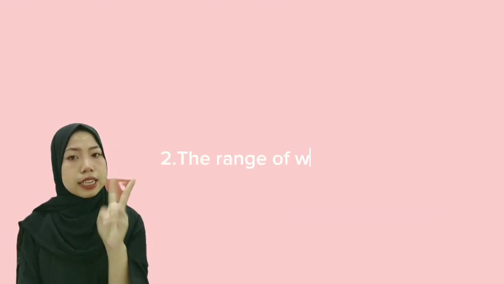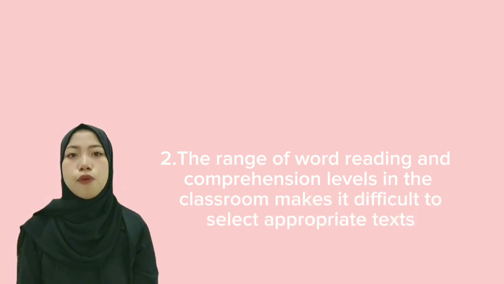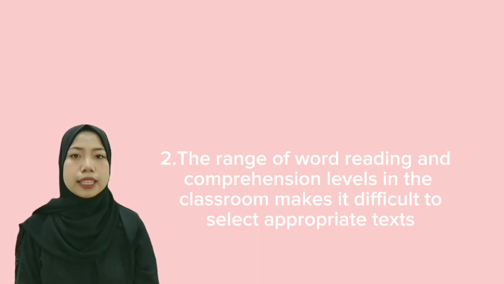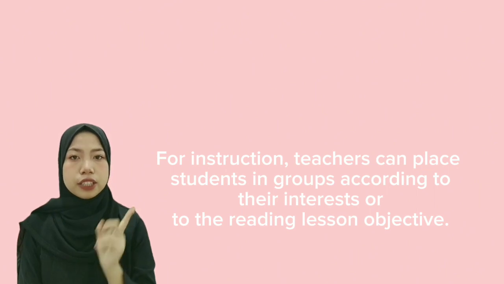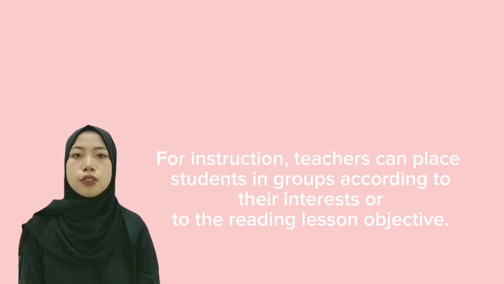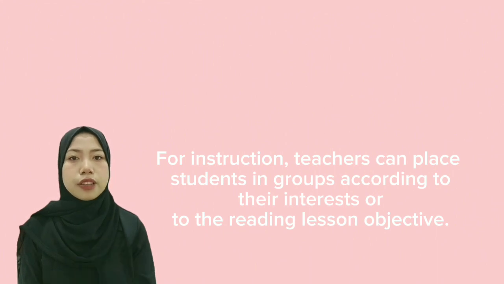Second, the range of word reading and comprehension levels in the classroom makes it difficult to select appropriate text. Suggested approach: providing different text to different students is important and depends on the student as well as on the teacher's instructional goals. For instruction, teachers can place students in groups according to their interests or to the reading objective.